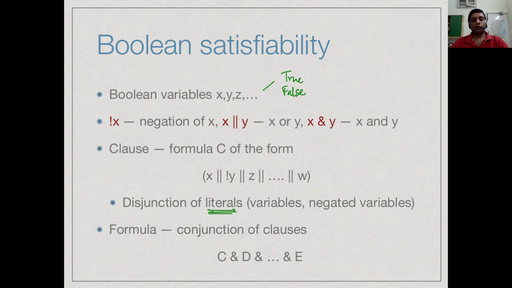And then finally a formula will be a combination of such clauses connected by ands. So C will be some x or y or something. D will be some z or not y or something, and so on. So each clause will have the structure of a big disjunction of literals, and then they are combined by an ampersand. So they are all ANDed together. So I need to make clause C true, and I need to make clause D true, and I need to make clause E true, and so on.